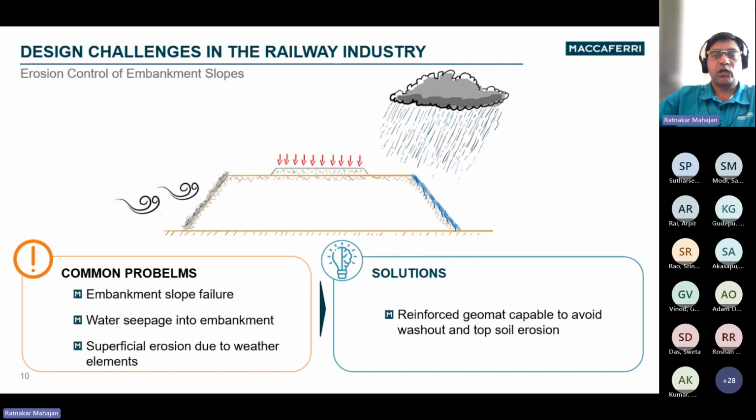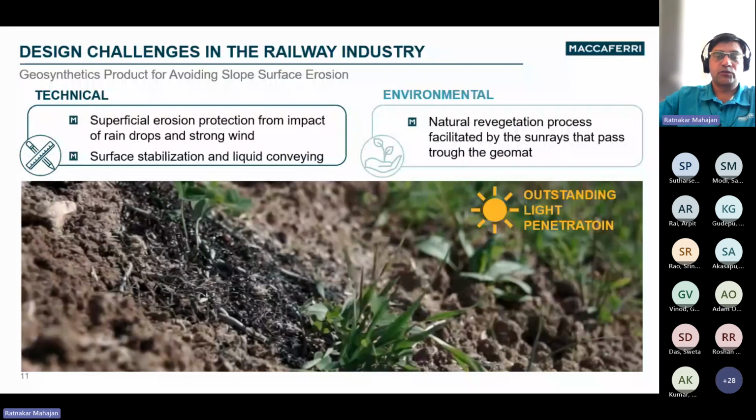To solve the common problems like embankment slope failure, water seepage into the embankment, and superficial erosion due to weather elements, the solution is the installation of reinforced geomat capable of avoiding washout and topsoil erosion. Also, that application could be designed from the technical point of view.